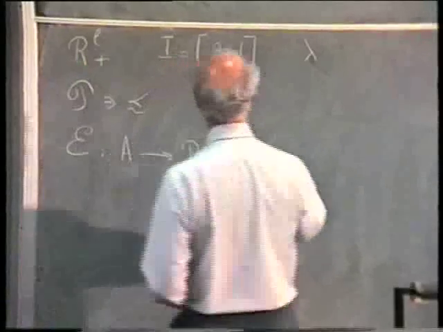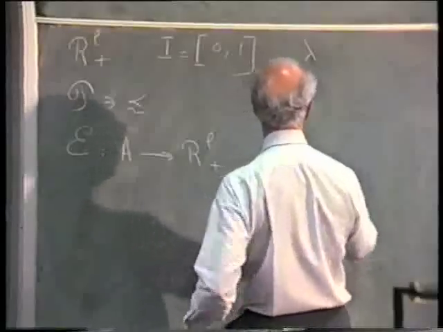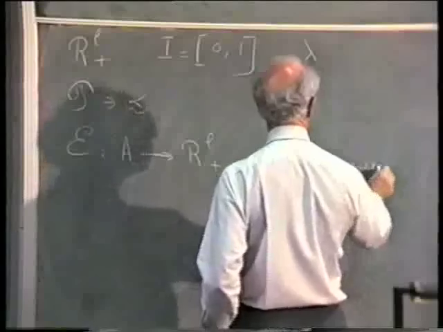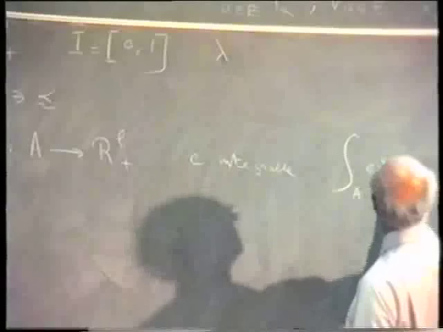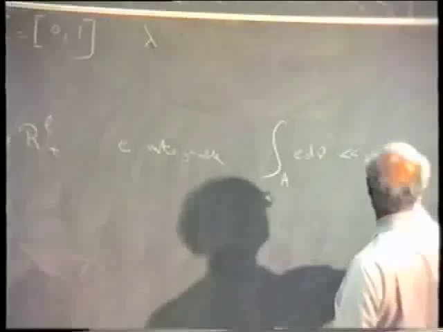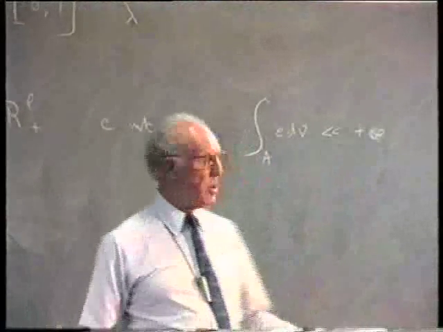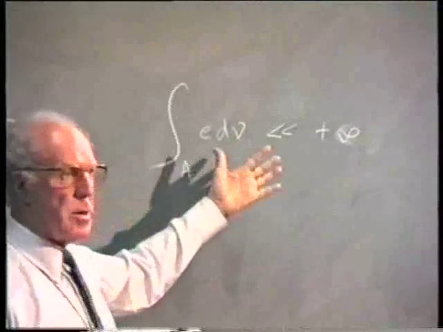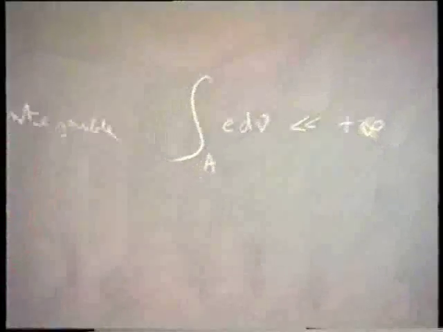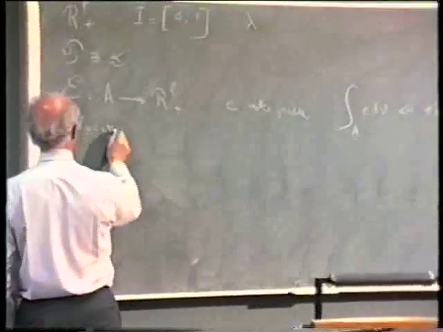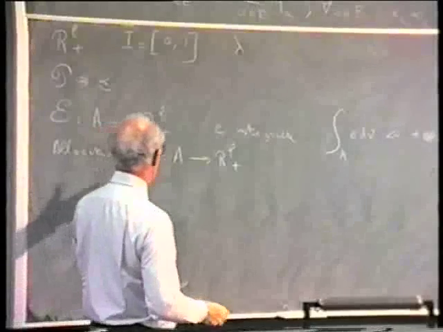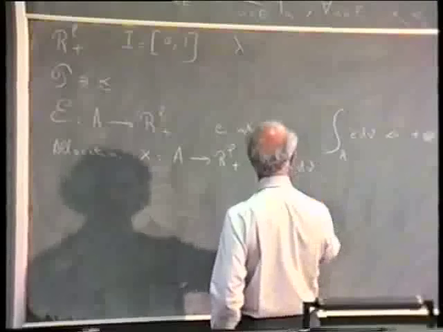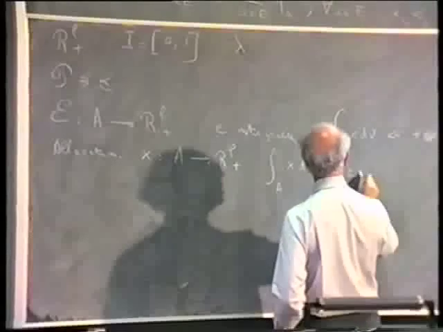Well, the economy E, as before, is a measurable function from A to R^L_+, such that the total endowment exists, that is to say E is integrable, just as before. And the integral over A of e dnu must be smaller than plus infinity, which means that the vector that you obtain by integration is in all its coordinates finite. As ever, an allocation is a function from A to R^L_+ that is integrable and such that the integral of x dnu over A is equal to the integral over A of e dnu.